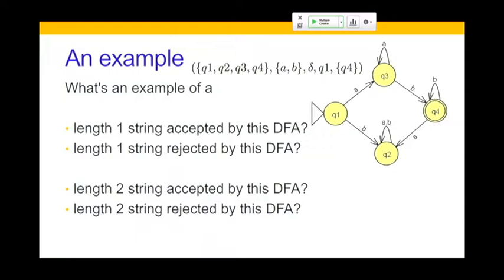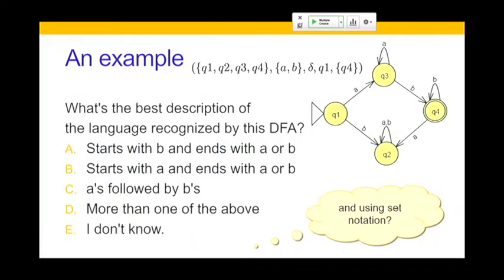Okay? And think about what's an example of a length 1 string that's accepted by this DFA and a different length 1 string that would be rejected by this DFA, and do the same thing with length 2 strings. Okay. So now that we've seen a few examples, analyzed some test cases, we extrapolate the pattern. So what's a good description of this machine?